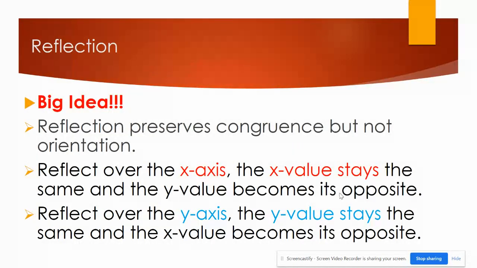The big idea I want you to walk away with regarding reflection: reflection preserves congruence but not orientation. When you reflect over the x-axis, the x value stays the same and the y value becomes its opposite. And when you reflect over the y-axis, the y value stays the same and the x value becomes its opposite.